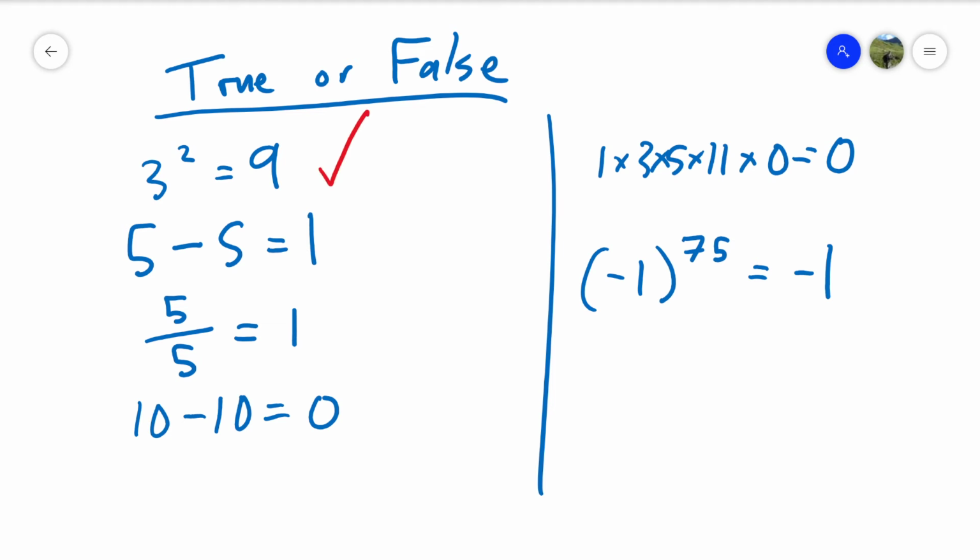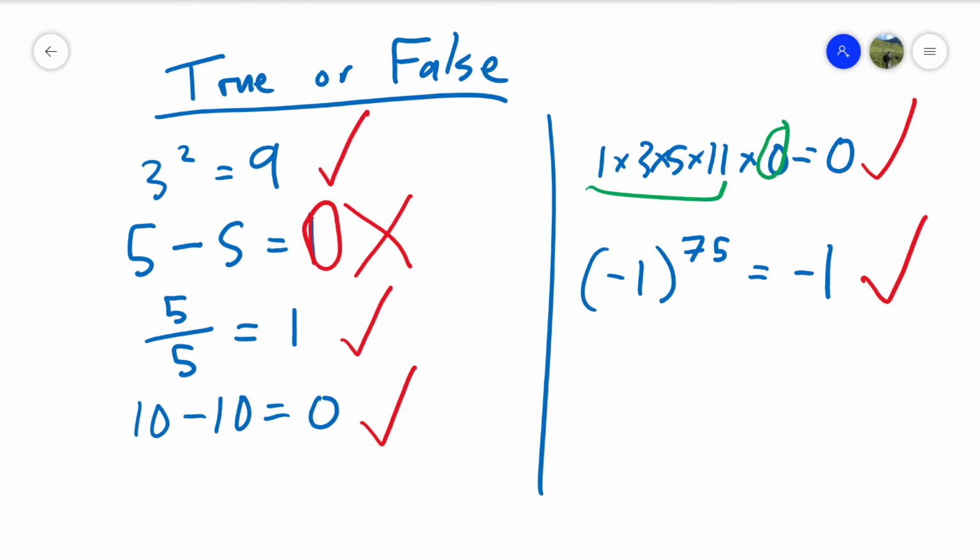3 squared is 9. Yup. Nope. Yup. Yup. Yup. Yup. So in fact, only one of them was wrong. 5 minus 5 is actually 0. I think most of these are self-explanatory. Remember that it doesn't matter what these make. Eventually, you're multiplying it by 0, so it has to be 0.